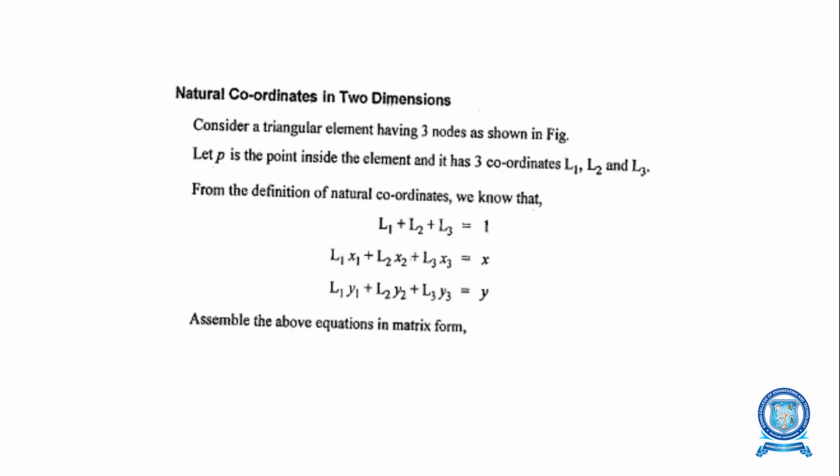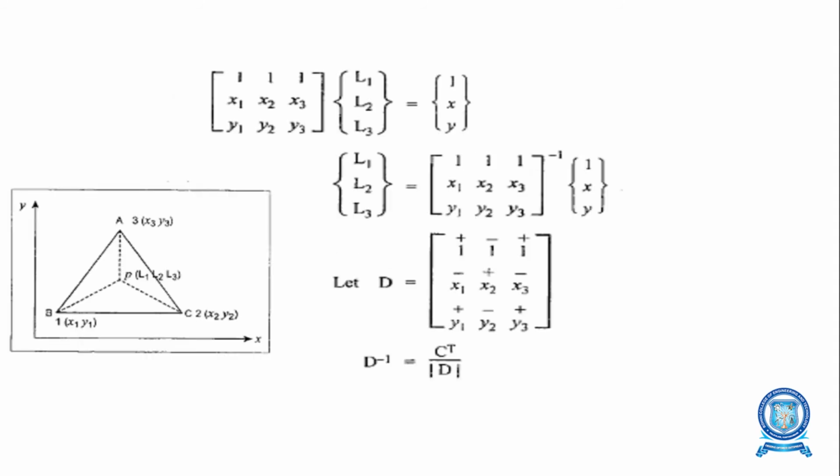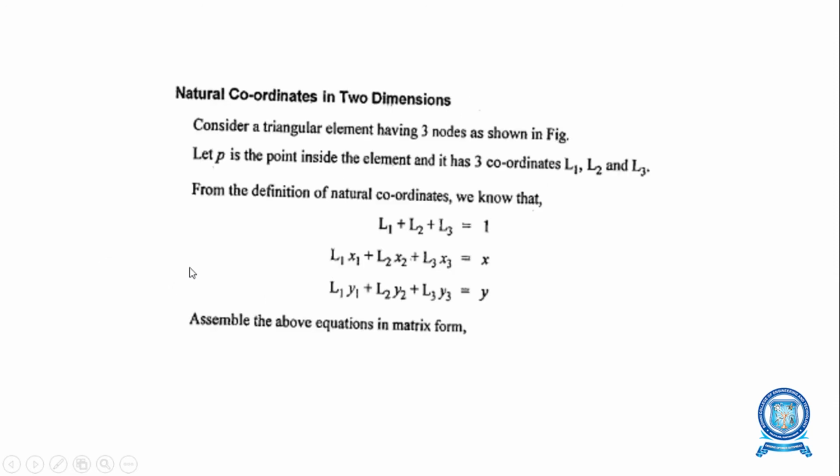Now let P be the point inside the element, and it has 3 coordinates L1, L2 and L3. From the definition of natural coordinates, we know that L1 plus L2 plus L3 is equal to 1. So L1 into x1 plus L2 into x2 plus L3 into x3 is equal to x, and L1 into y1 plus L2 into y2 plus L3 into y3 is equal to y.